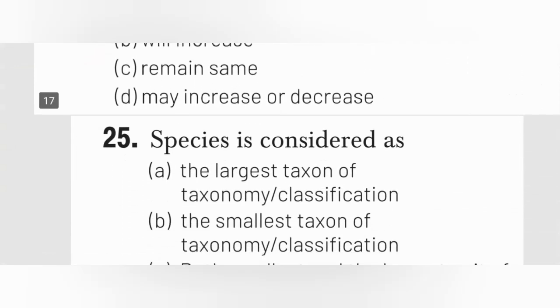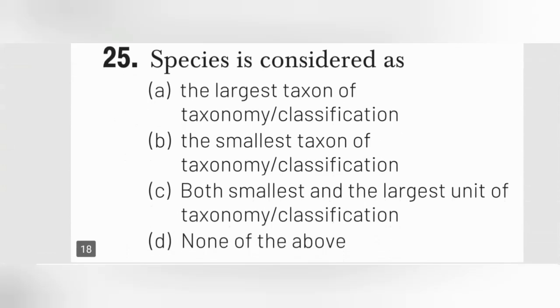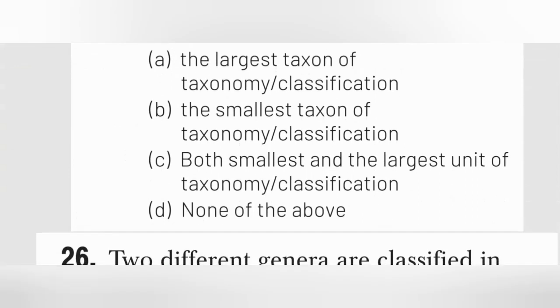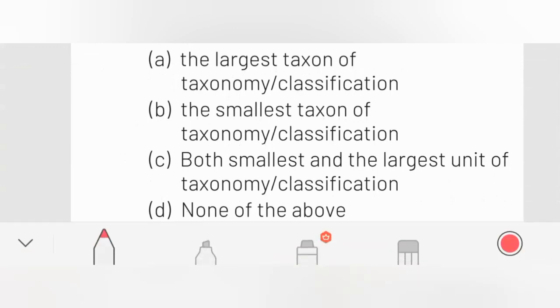Now next, species is considered as dash. Options are: A, the largest taxon of taxonomy or classification; B, the smallest taxon of taxonomy or classification; C, both smallest and largest unit of taxonomy or classification; and D, none of the above. Yes, so what is the answer? Yes, the answer is, it is the smallest taxon of the taxonomy of classification. Okay.